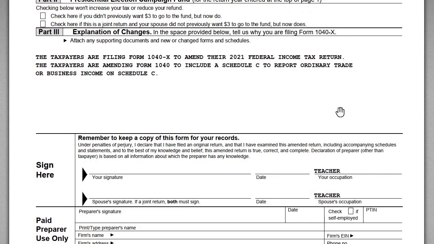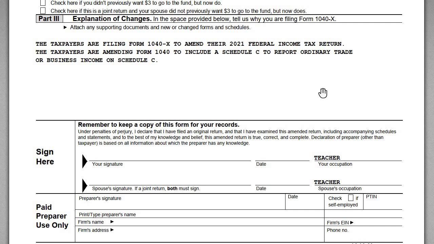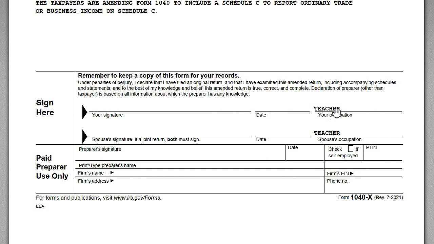Okay, now the explanation of changes, you should include a narrative here. It doesn't have to be too detailed, but just include some sort of explanation as to the changes you're making, right? So in this case, taxpayers are filing this to amend the return to include a Schedule C to report ordinary trade or business income, okay? Now, the signature block. If you filed a joint return, even if you didn't report income for just one spouse, because it's a joint return, both individuals have to file this and sign it. So both John and Jane would sign, enter their occupation, and then the return is ready to go.